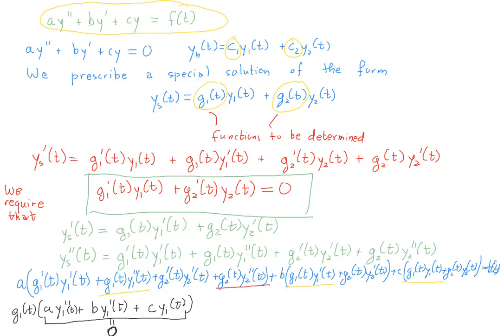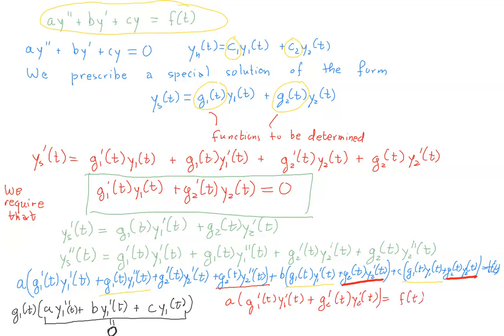You're losing this, and this, and this. So the yellow things will give you zero, the red things will give you zero. And the question is, what is it that remains behind? And the answer is, after you lose all those things, you're left with a times g1 prime of t times y1 prime of t plus g2 prime of t y2 prime of t is equal to f of t. Not too bad, right? Not too shabby.